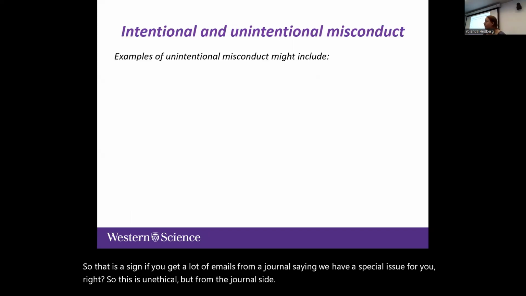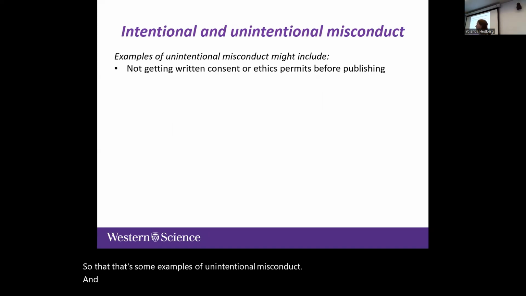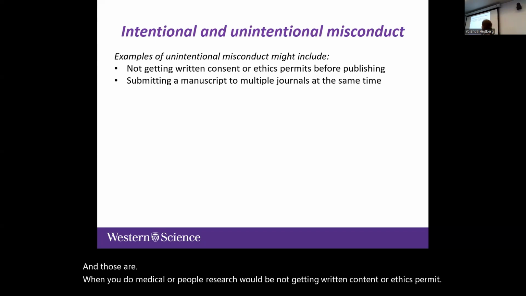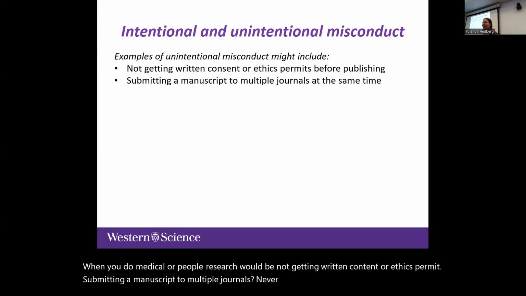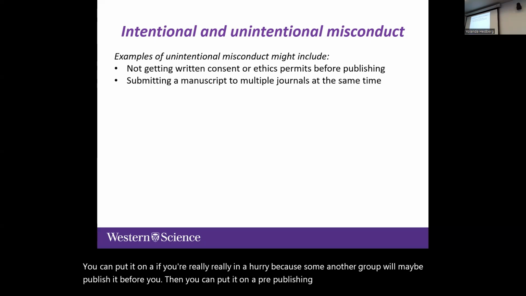So there are some examples of unintentional misconduct, and those are, when you do medical or people research, not getting written consent or ethics permits, and submitting a manuscript to multiple journals. Never do that, right? You always have to submit it to only one, wait until it's rejected, and then submit it to another. If you're really in a hurry because another group will maybe publish it before you, then you can put it on a preprint server. That way you have made sure you get the inventorship or discovery.